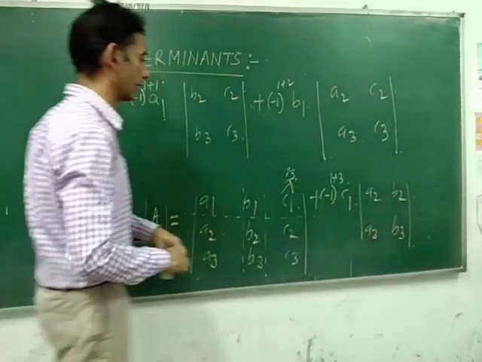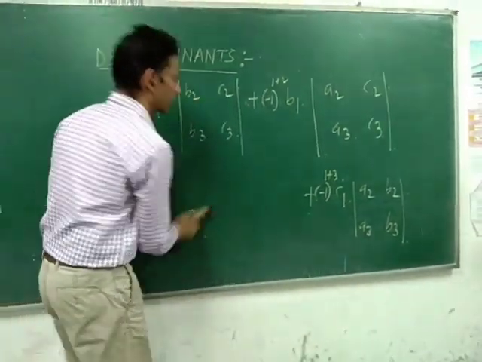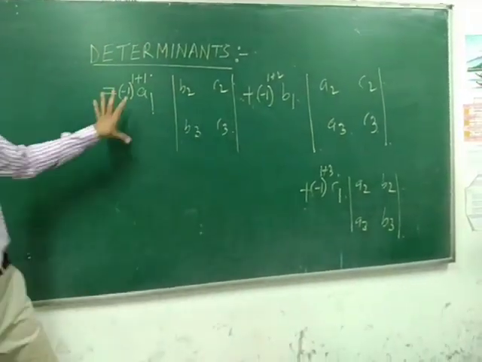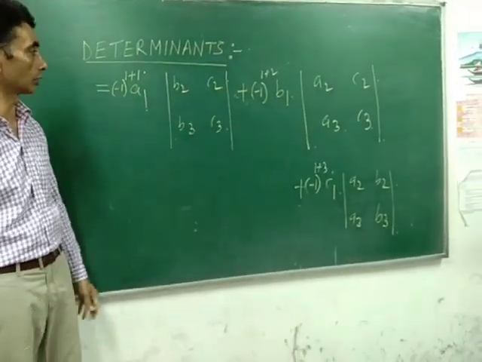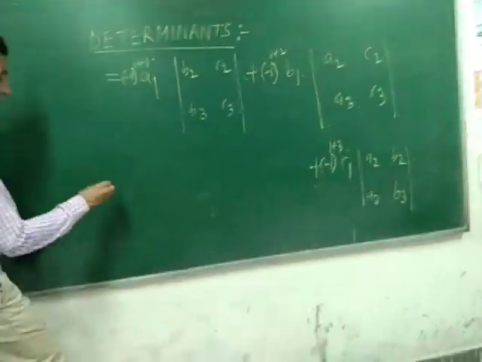Okay. So if we wrap this, yeah, this is the expansion along the first row, and if you calculate this, you are going to get the value of the determinant. So how do you calculate this?